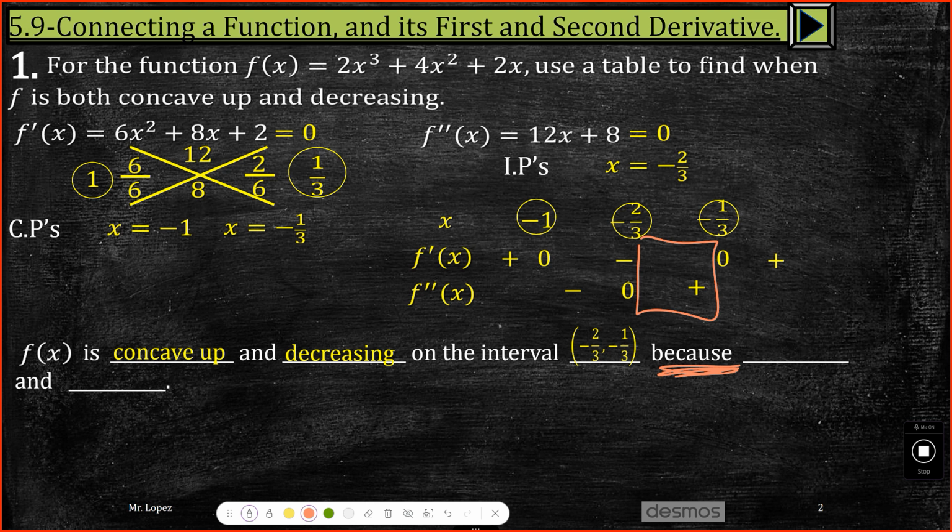Well, why is f of x concave up? Let's answer this first. Why is it concave up? f double prime of x is greater than 0. And f is decreasing. Why? f prime of x is less than 0. There. I mean, if they don't give you all these points, then I'm done with this. That's fine with me.